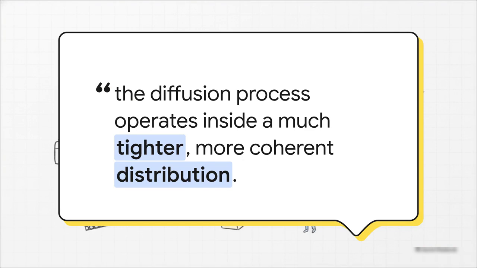To quote the underlying theory, by reducing ambiguity before generation starts, the diffusion process operates inside a much tighter, more coherent distribution. Basically, an AI model hates ambiguity. So before a single pixel is ever generated, an LLM acts as an automated text director. You give it a simple prompt, and it expands that into a highly structured shot list, a pacing plan, and a lighting setup. It drastically reduces the entropy the model has to resolve.